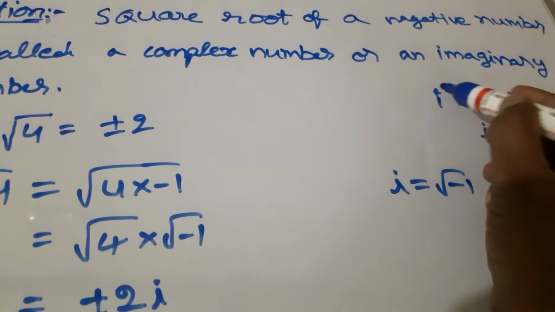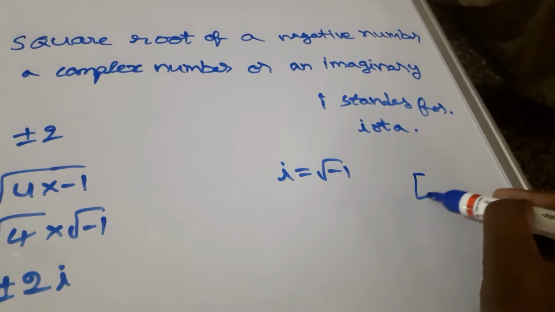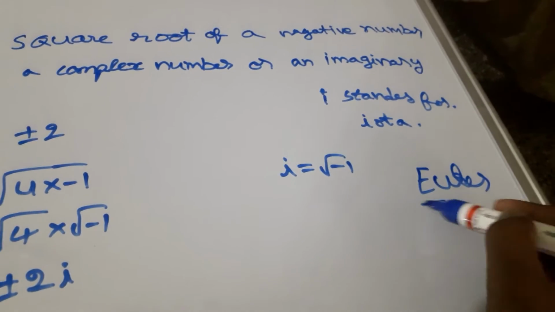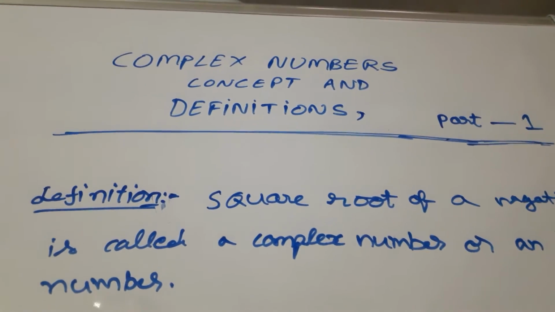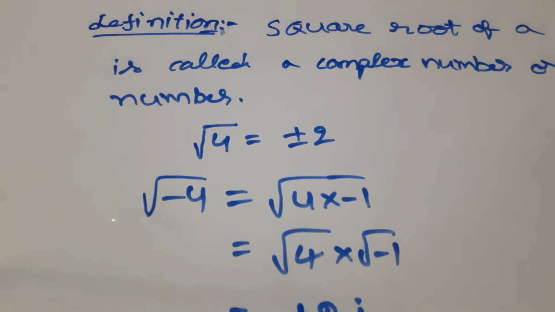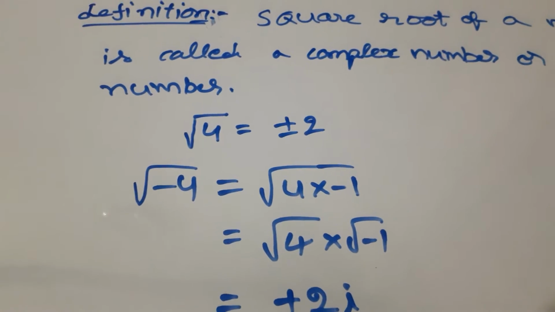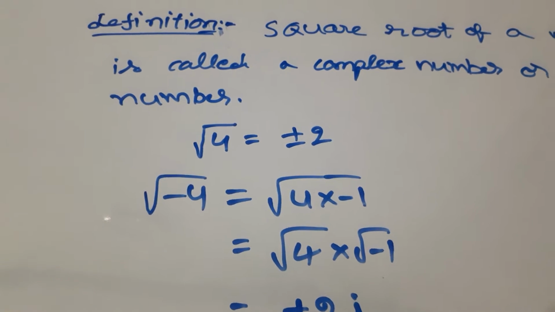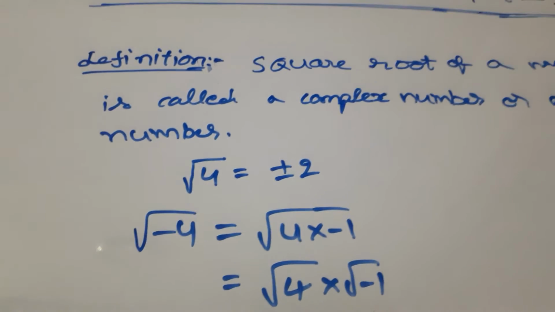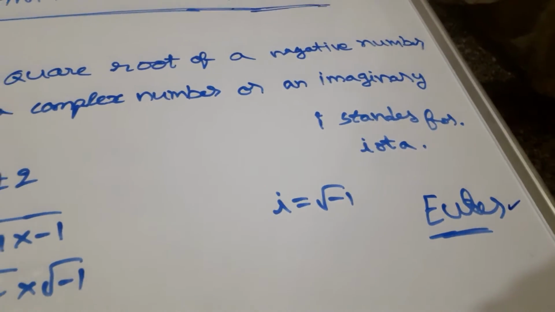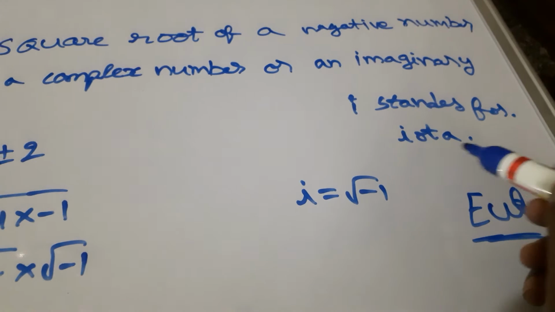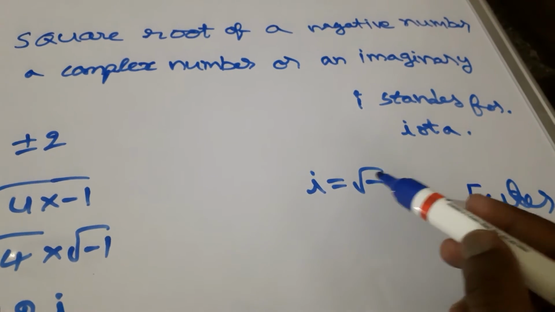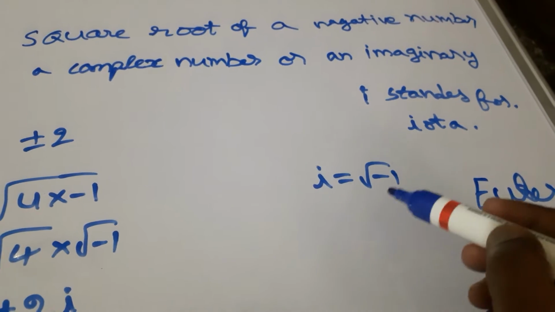This was first invented by the mathematician Euler. The mathematician Euler introduced the number system, complex numbers, in calculating the square root of a negative number. So the real number system has failed to give the solution of a square root of a negative number. So to solve the square root of a negative number, a new number system was introduced by the mathematician Euler. So in this chapter, he introduced a letter i. i stands for iota. So i is nothing but root over minus 1. He denoted the letter i with root over minus 1.